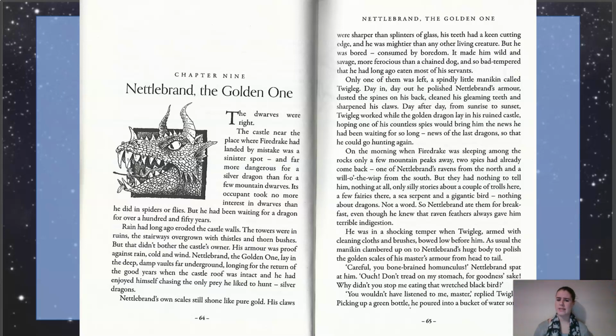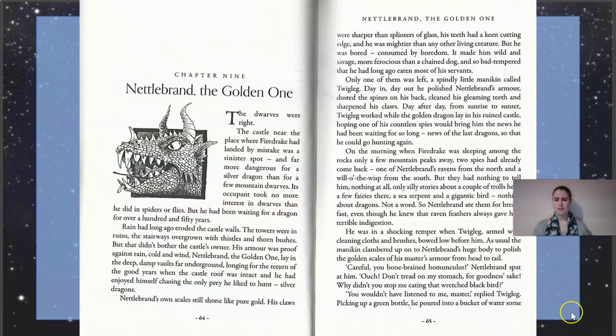He was in a shocking temper when Twigleg, armed with cleaning cloths and brushes, bowed low before him. As usual, the mannequin clambered up to Nettlebrand's huge body to polish the golden scales of his master's armour from head to tail. "Careful, you bone-brained homunculus!" Nettlebrand spat at him. "Ouch! Don't tread on my stomach, for goodness sake! Why didn't you stop me eating that wretched black bird?" "You wouldn't have listened to me, master," replied Twigleg.